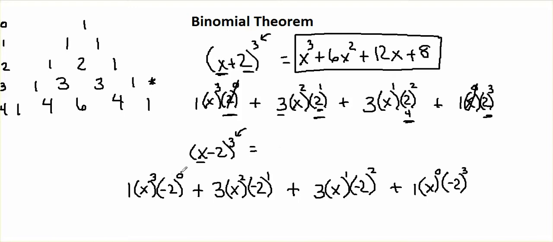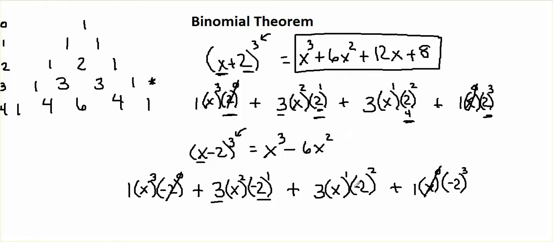The last thing we have to do is simplify. Remember, anything raised to the 0 power is just 1, so we'll go ahead and cross those off, and simplify each of these terms. x cubed is just x cubed. What is negative 2 to the first power? It's just negative 2. So we have these two numbers to multiply, which gives us a negative 6. And then our x to the second power is just x squared.